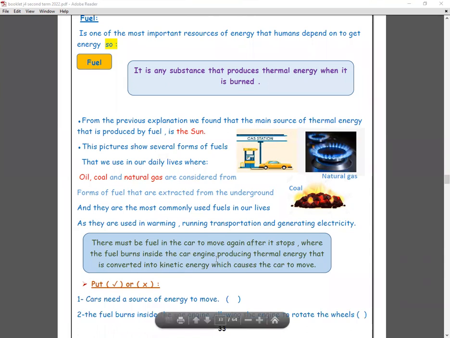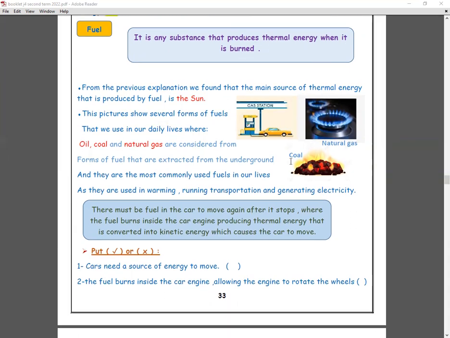There must be fuel in the car for it to move again after it stops, where the fuel burns inside the car, especially inside the engine, to produce thermal energy that is converted into kinetic energy, which makes the car move. So we need fuel inside the cars, and we go to the gas station to refill the fuel. Then the fuel starts to burn inside the engine, produces thermal energy, which is converted into kinetic energy and makes the tires of the car start to move. So we can move the car, okay?